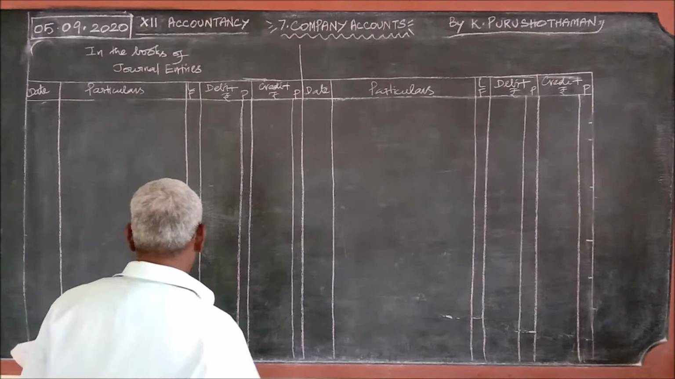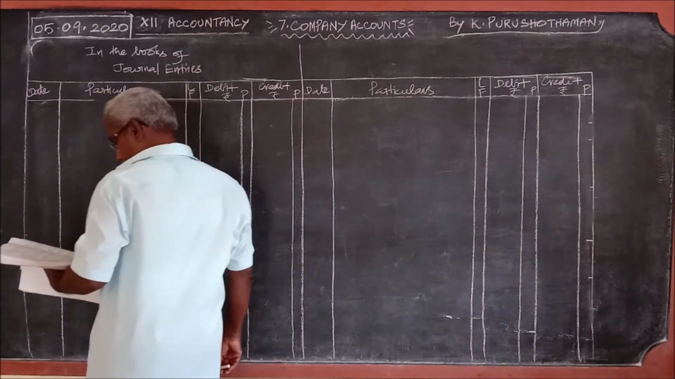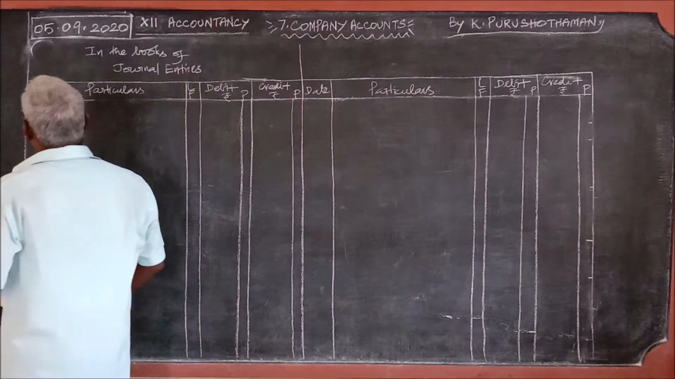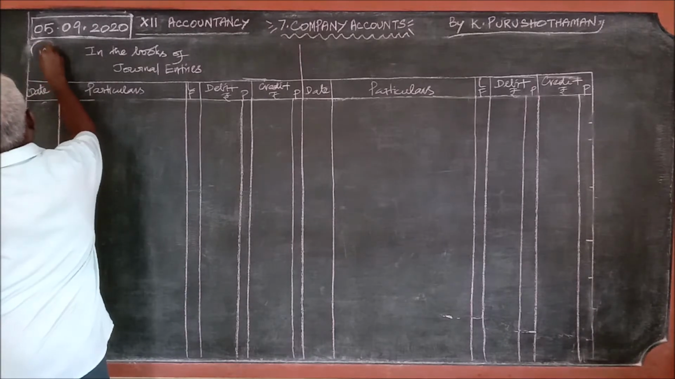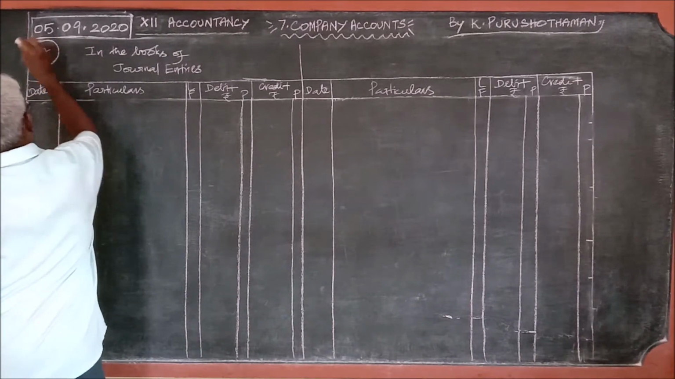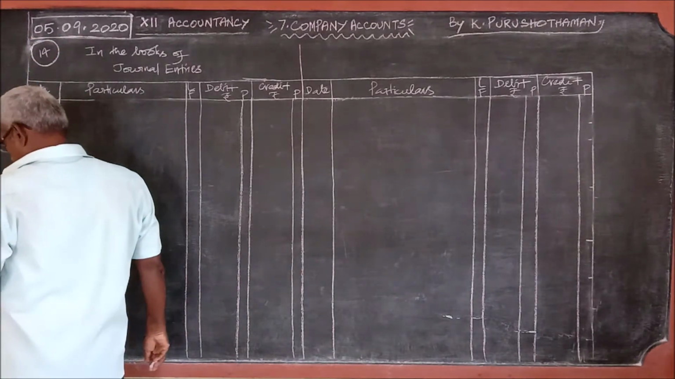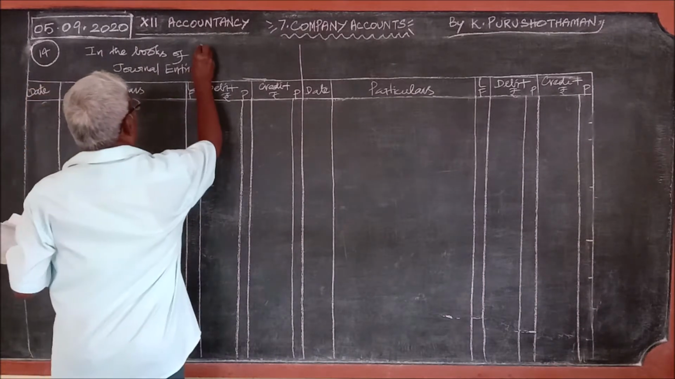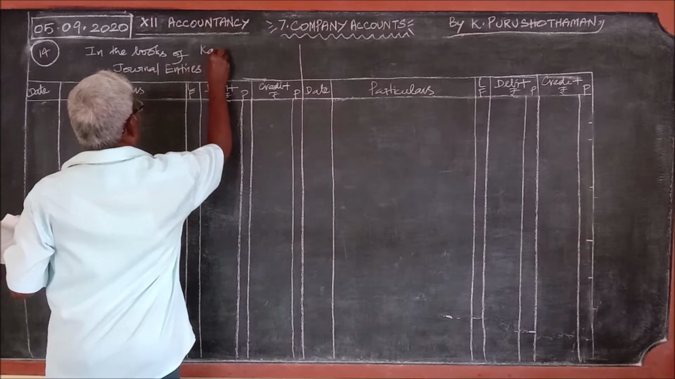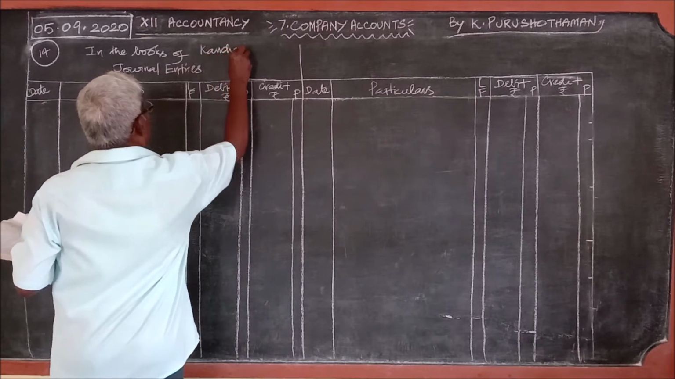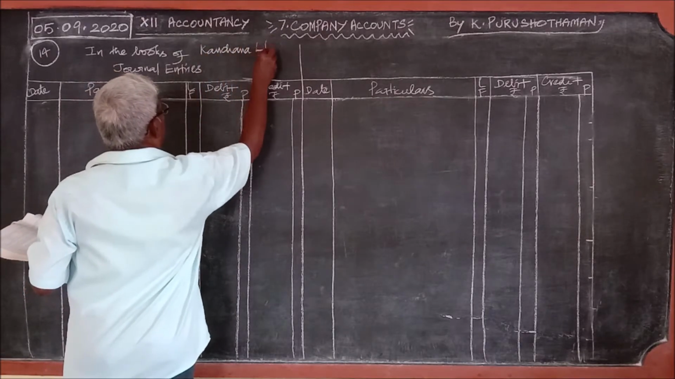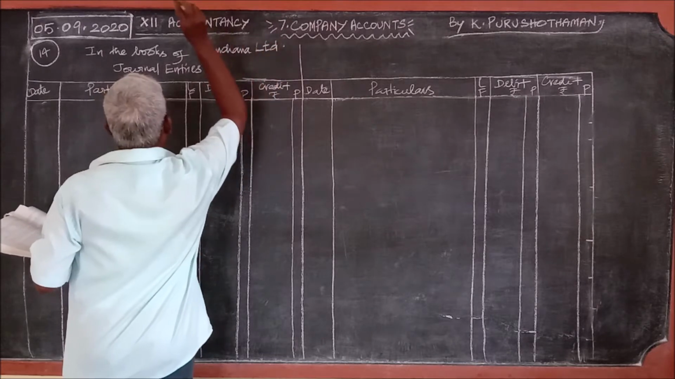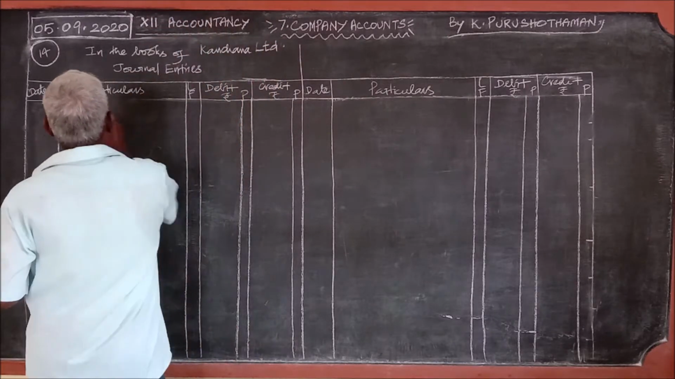Okay, good morning students. We shall pass on to problem number 14 today. Kanchana Limited issued 50,000 shares. So, in the books of Kanchana Limited, journal entries we should pass now.